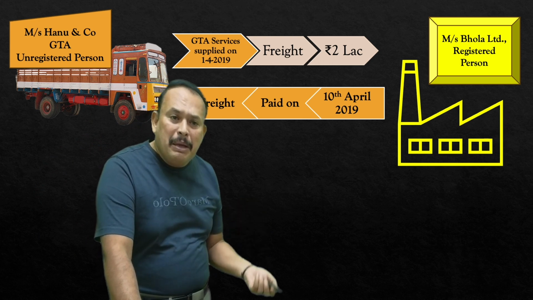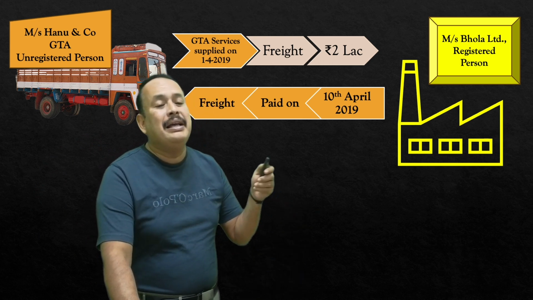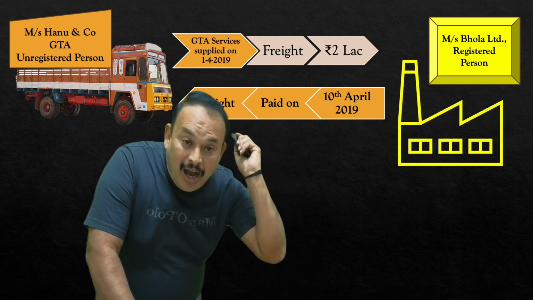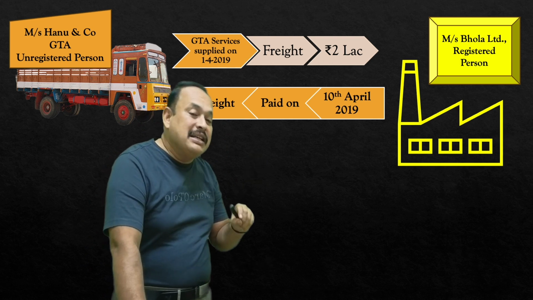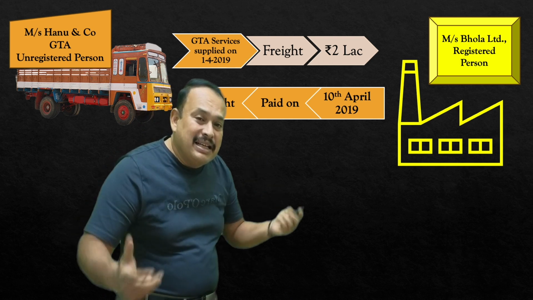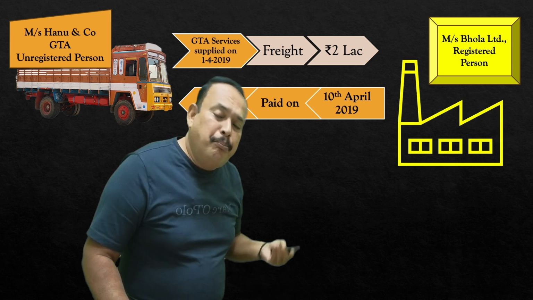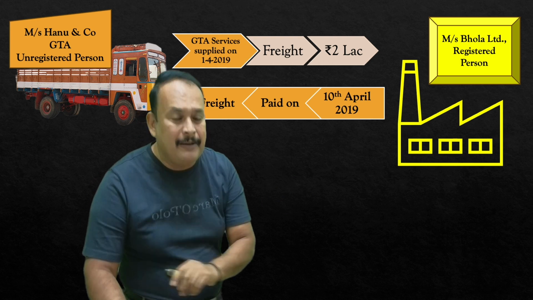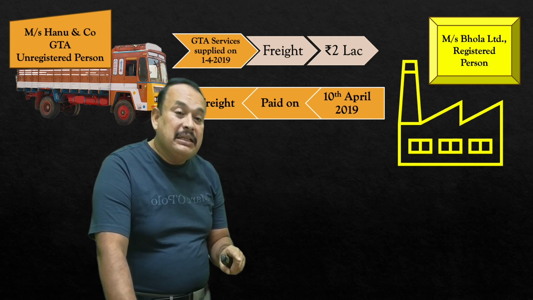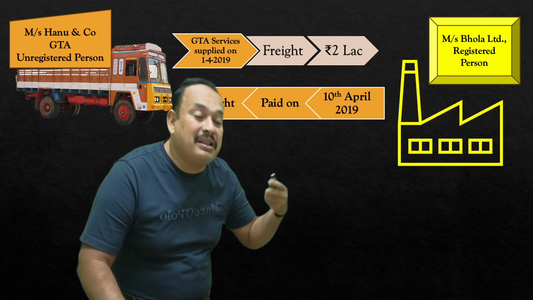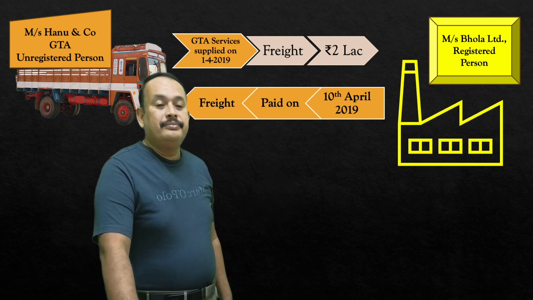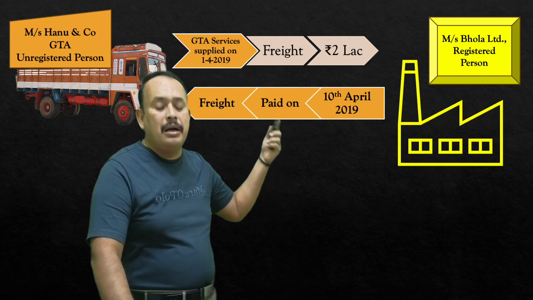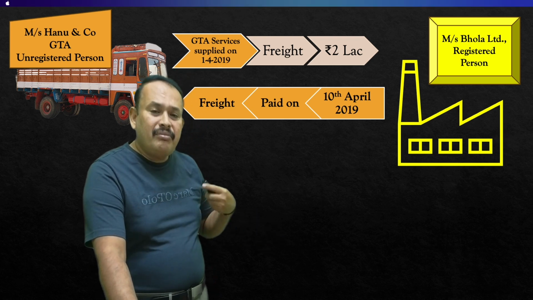If so, when should they make the payment of GST? If a monthly paying taxpayer, by 11th of May 2019 they should pay the amount to the department under RCM. However, in the given example, take a case like this: Bhola Limited paid the freight on 10th April 2019 to Hanu and Company, the GTA unregistered person, but they have not paid the GST under the RCM. By 11th of May 2019, Bhola Limited had not paid the GST to the department.